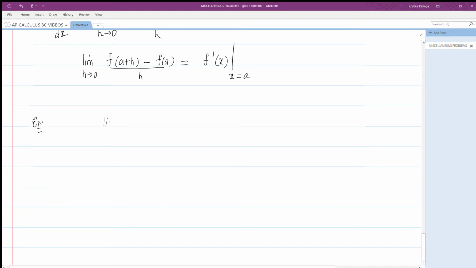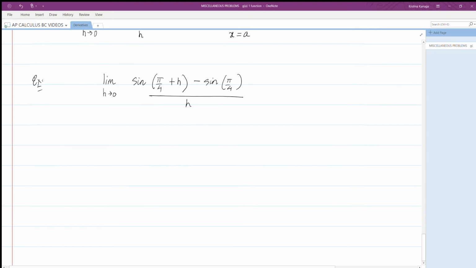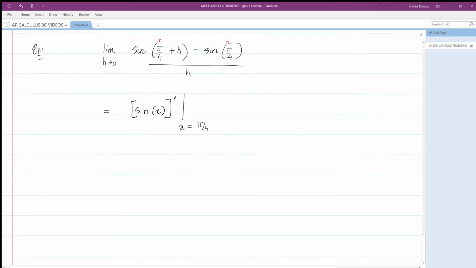So let's first evaluate the limit as h approaches 0 of sine of pi over 4 plus h minus sine of pi over 4 all over h. If you look at this, just ignore the pi over 4s for a second and replace them with x's. Do you see that this is nothing but the derivative of the function sine of x? So to calculate this, all you need to do is differentiate sine of x, and then evaluate it at x equal to pi over 4.